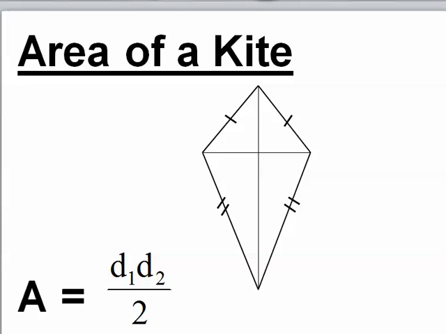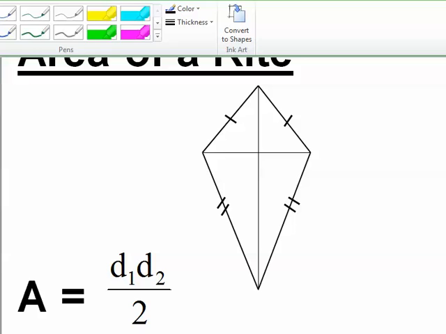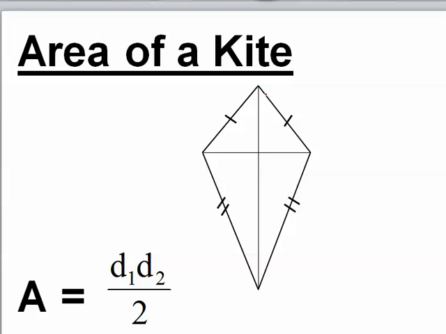The area of a kite looks a little bit different. To find the area of this figure, you're actually going to take the length of your diagonals. So here's a diagonal, and here's a diagonal. One of these is diagonal 1, the other one is diagonal 2. We'll multiply those and divide by 2. So you're multiplying the length of the two diagonals and dividing by 2.